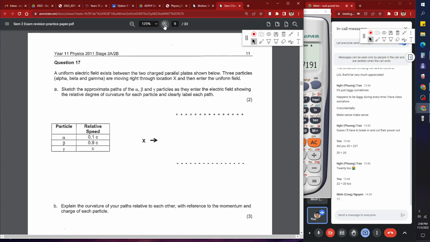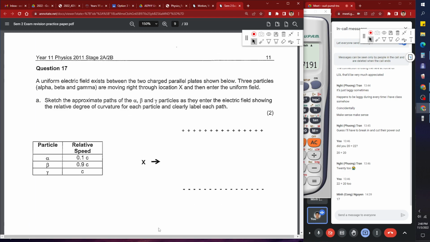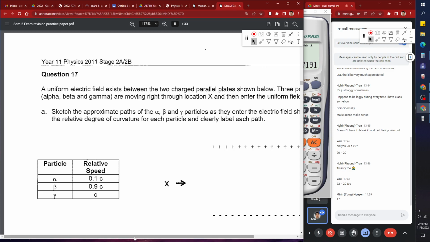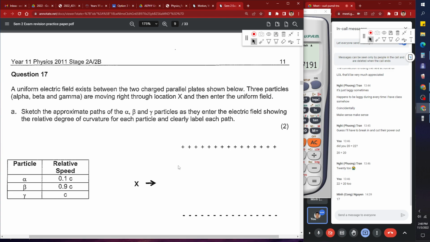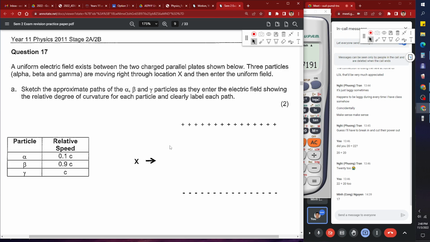Okay, so here it is, 17 is asking about these three radioactive particles, right? So these three radiations. Now it's saying it's going between parallel plates. You guys will learn about parallel plates and the electric field that's created between them next year. But we have these three particles: alpha, beta, and gamma, not really a particle, but whatever. They're going to go through here.